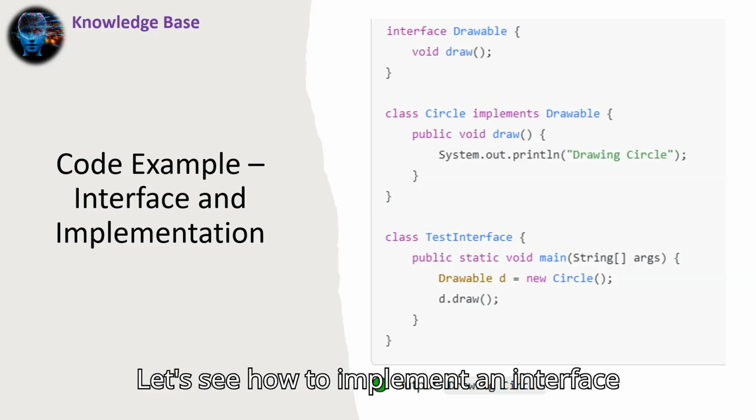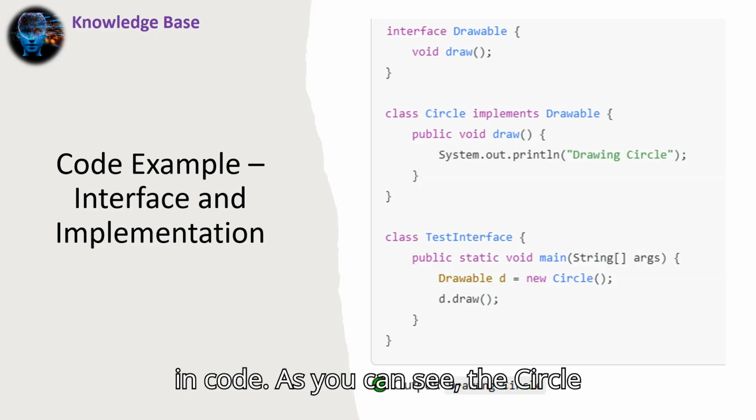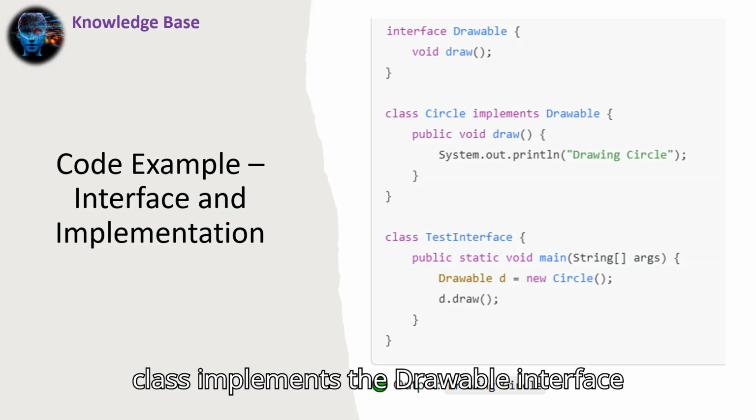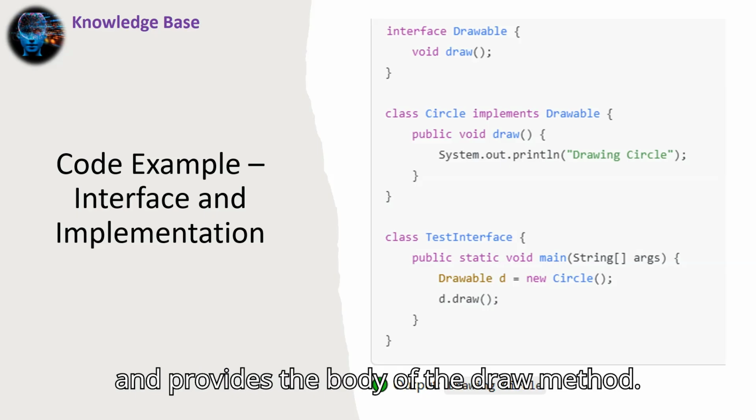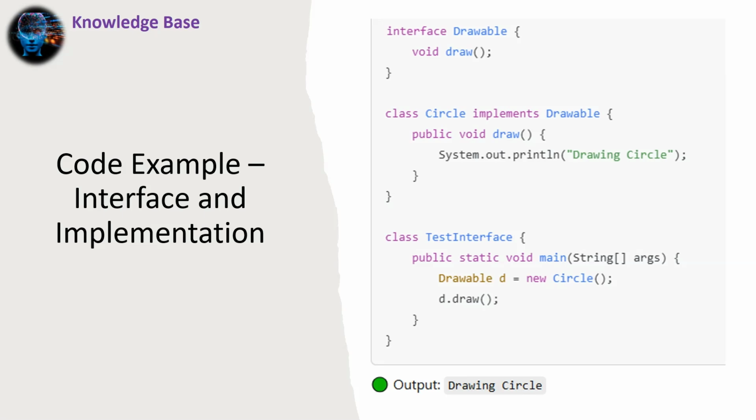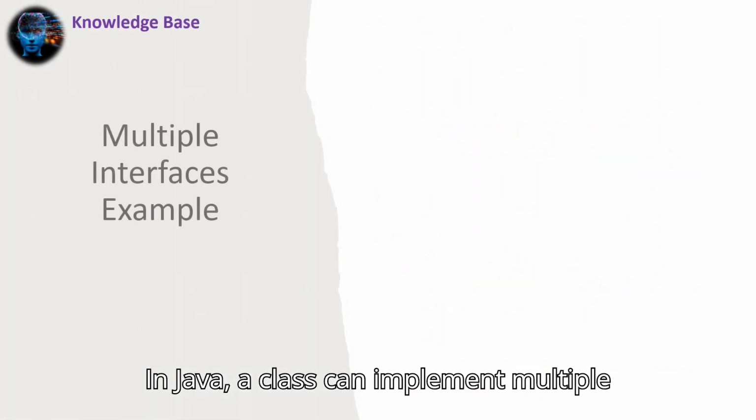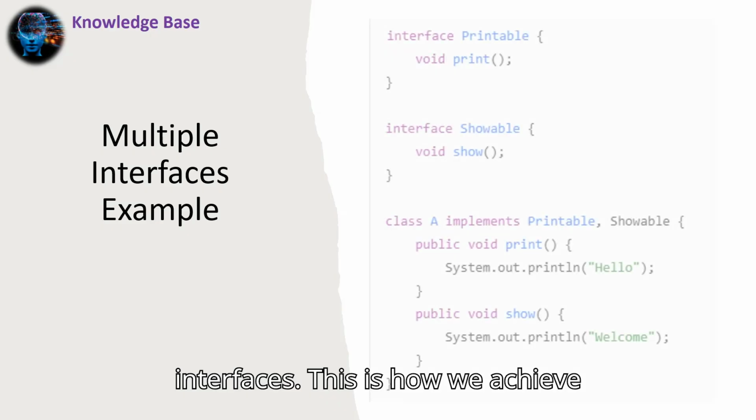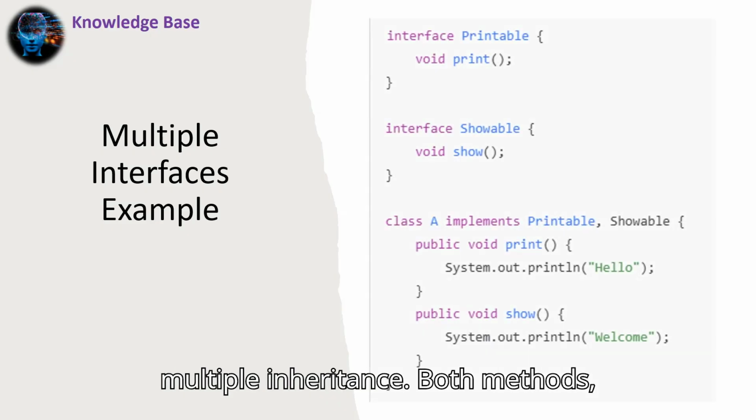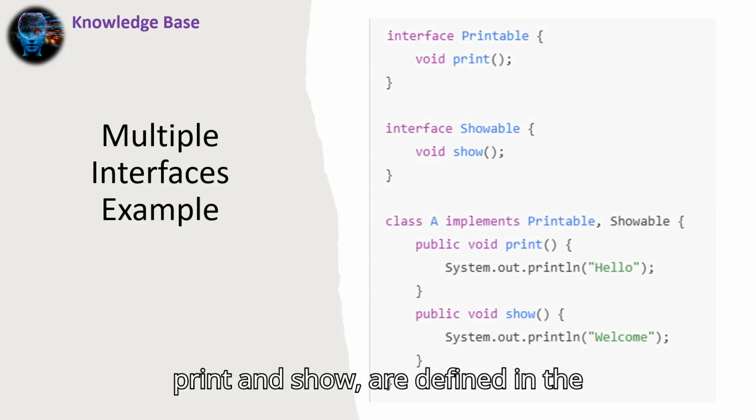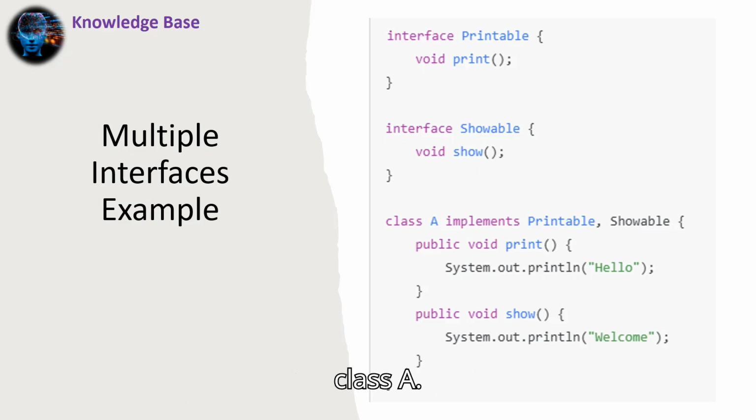Let's see how to implement an interface in code. As you can see, the circle class implements the drawable interface and provides the body of the draw method. In Java, a class can implement multiple interfaces. This is how we achieve multiple inheritance. Both methods, print and show, are defined in the class A.